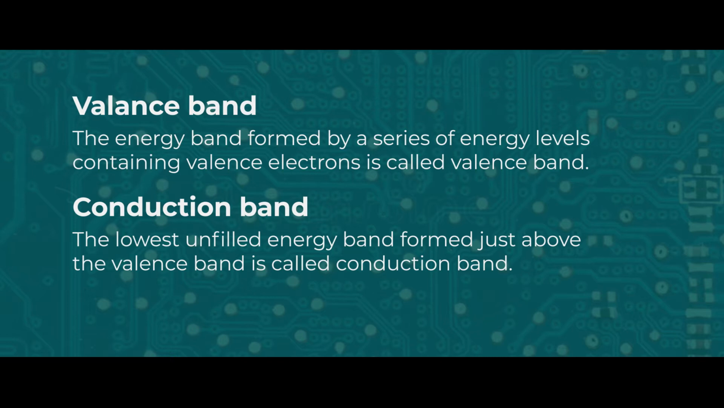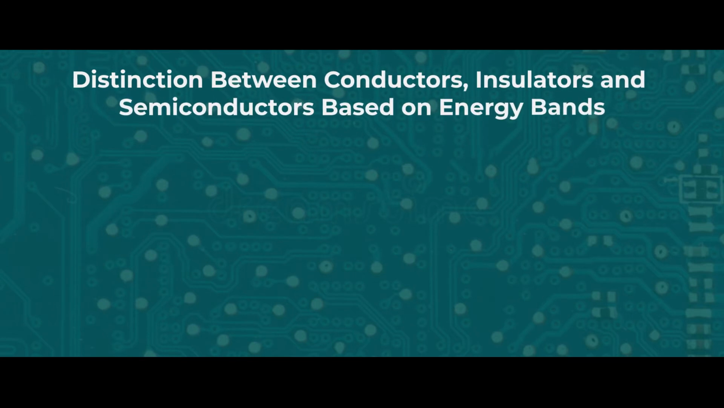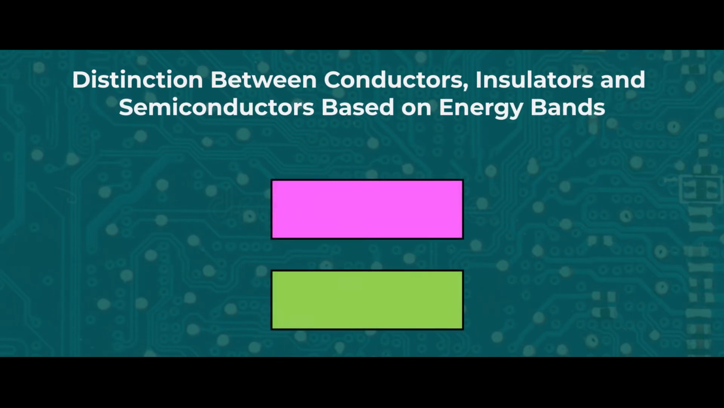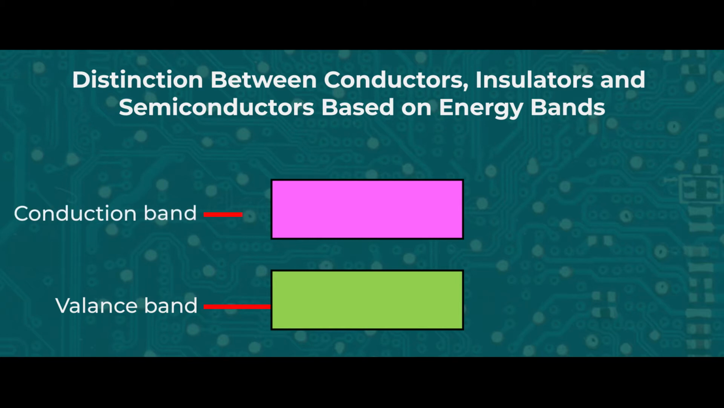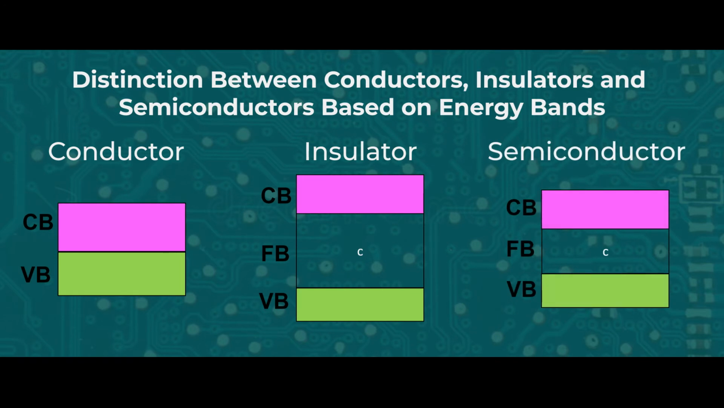Now let's look at the energy band diagrams of conductors, insulators and semiconductors. As you can see in the diagram, the lower band is the valence band. The upper band is the conduction band. And the gap in between the lower band and the upper band is called the forbidden gap. Now look at the energy band diagrams of these three types of substances, that is conductor, insulator and semiconductor. Can you find differences between them? Did you find any differences?